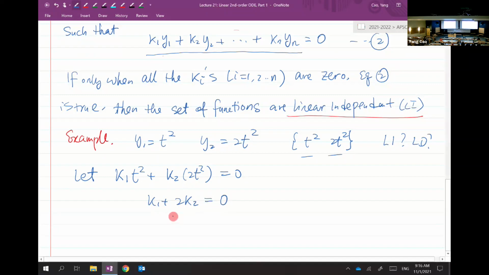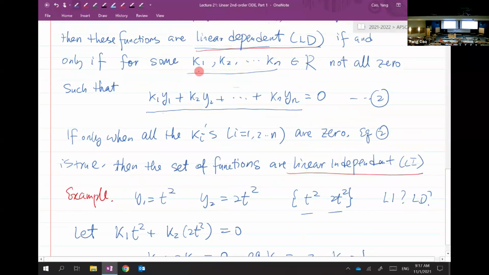And when you reach this stage, you have one equation and two variables. So technically, you can find an infinite number of solutions for k1 and k2, right? One of the solutions, for example, is k1 equal to -2, k2 equal to 1, and that's one possible solution. For this solution, you go back to the theorem. Obviously, they're not 0, and not all of them are 0, right?